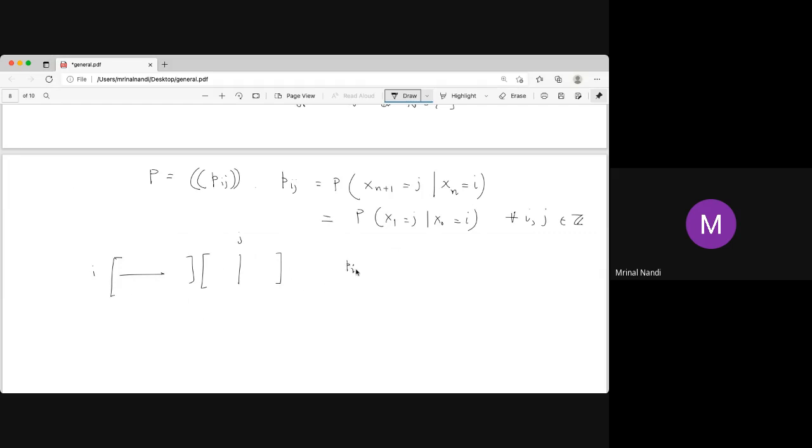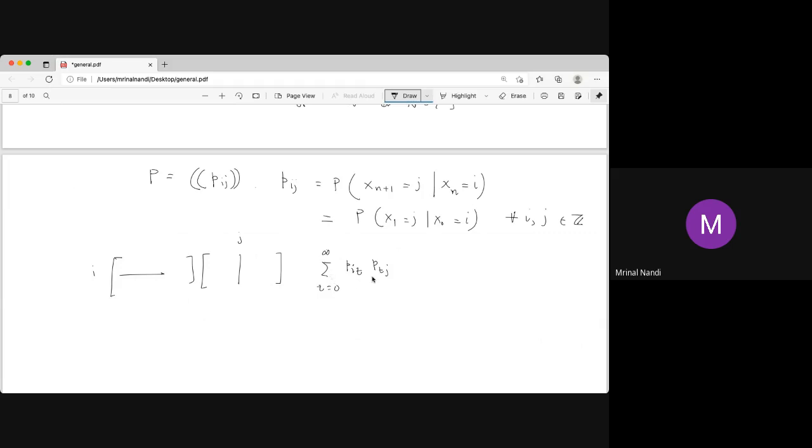P_it and p_tj, and take the sum over all t. T is now an infinite set. Maybe Z, maybe it is 0 to infinity, or maybe whatever the set. If it is Z, it is minus infinity to infinity.